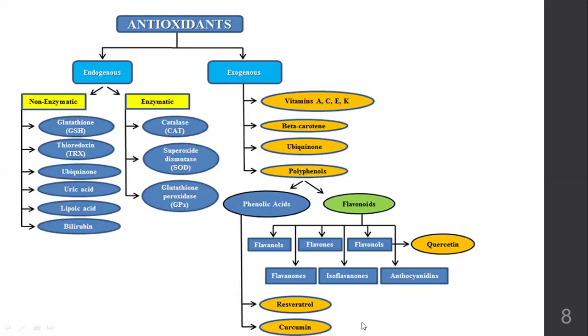Resveratrol is available in red grapes, in wine, red grapes. Curcumin, can you guess from where we get curcumin? Yeah, it is from turmeric. So these are the categories of your antioxidant defense system. Is it clear to all?